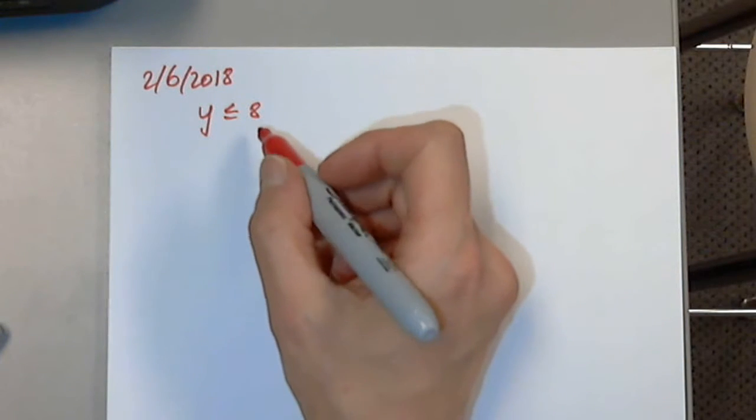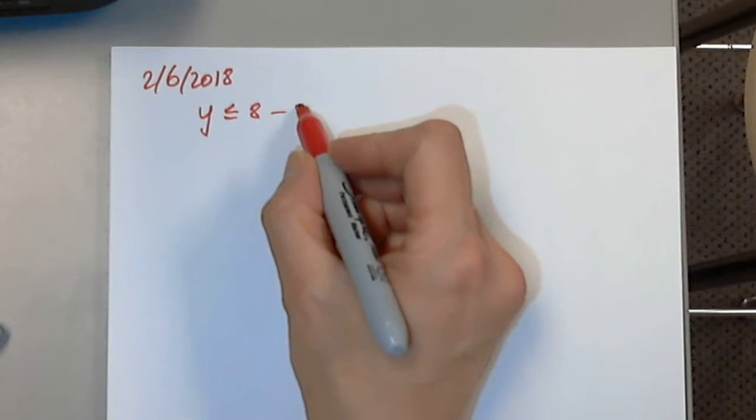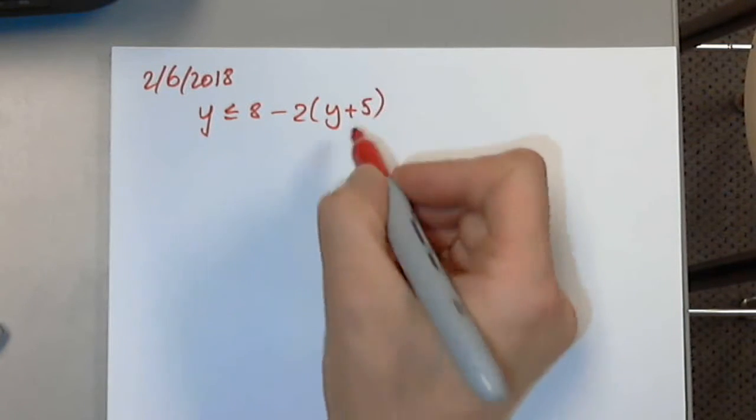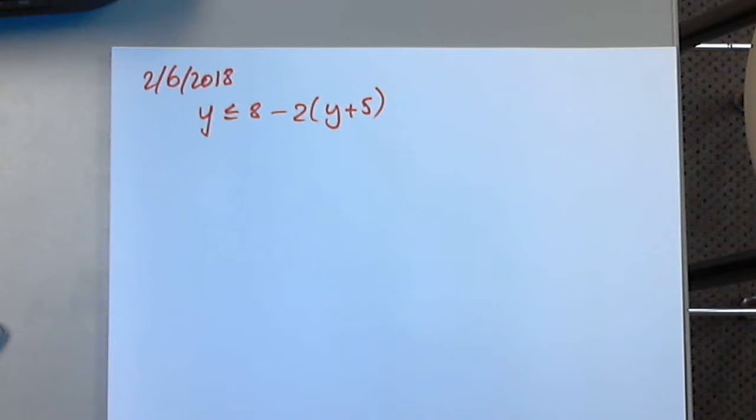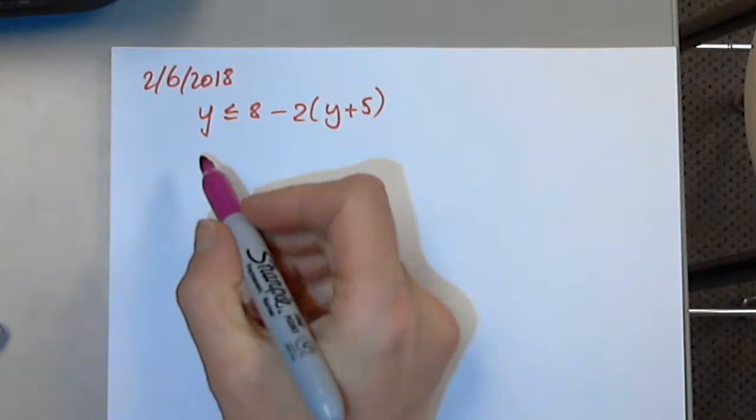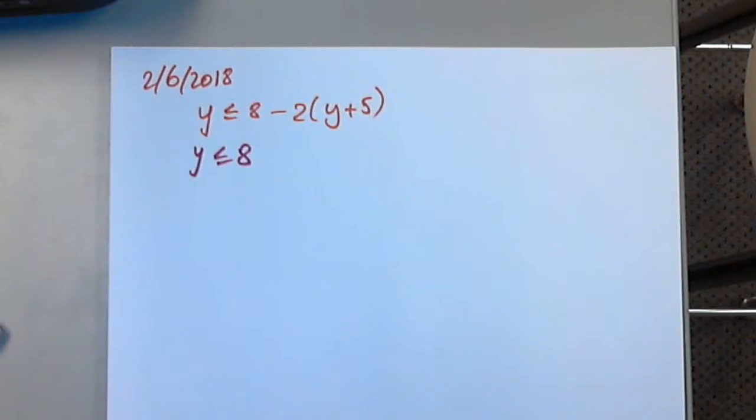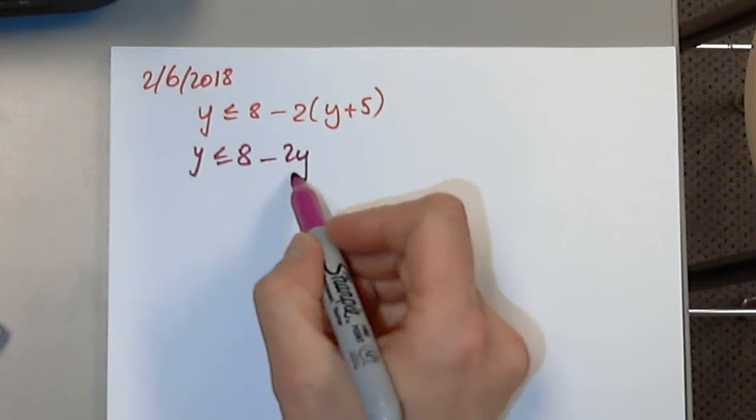Okay, so let's say 8 minus 2y plus 5. Good, that's fine. The variable is y. No problem there. Can anyone give us the first step? Distribute? Correct. So I have y less than or equal to 8, and then minus 2y minus 10.